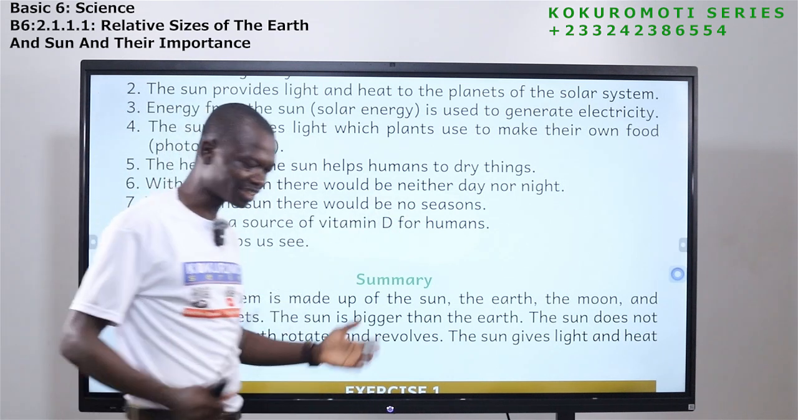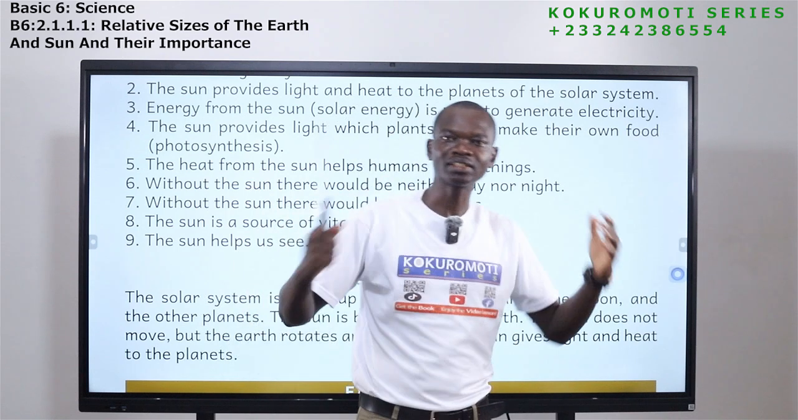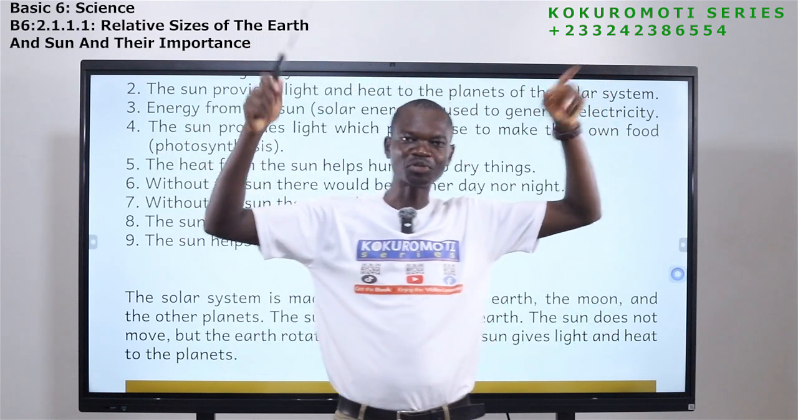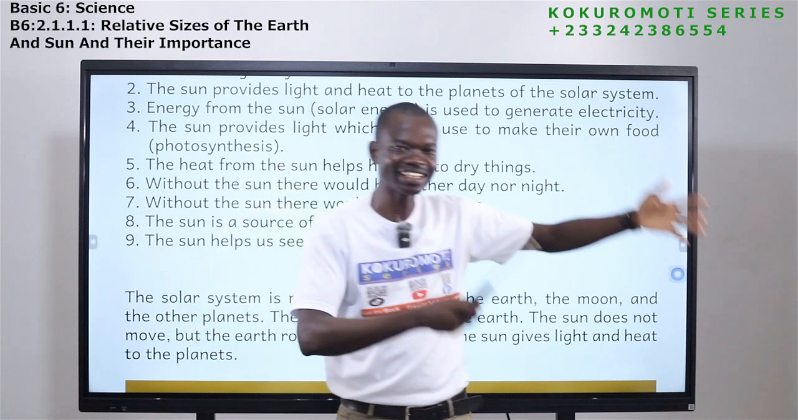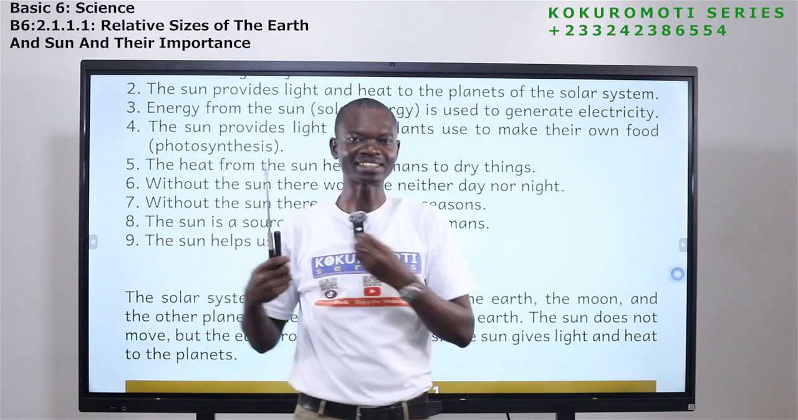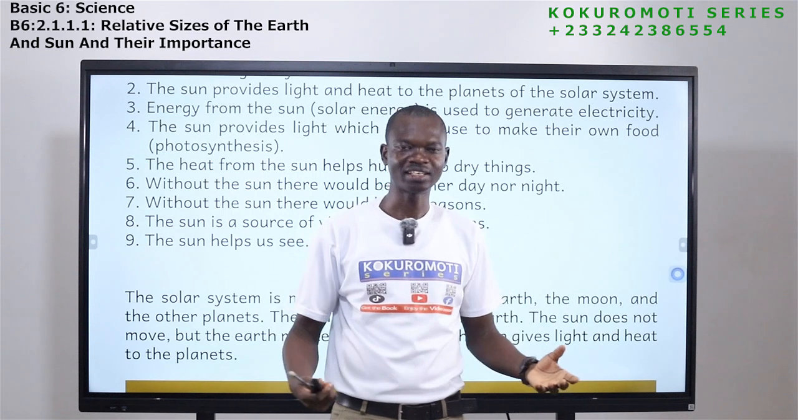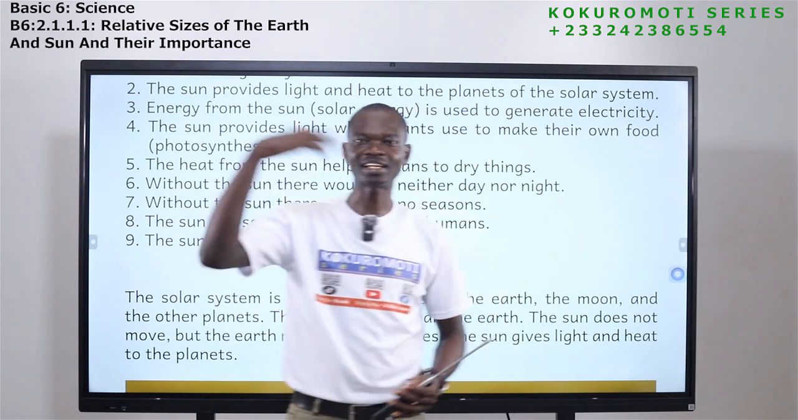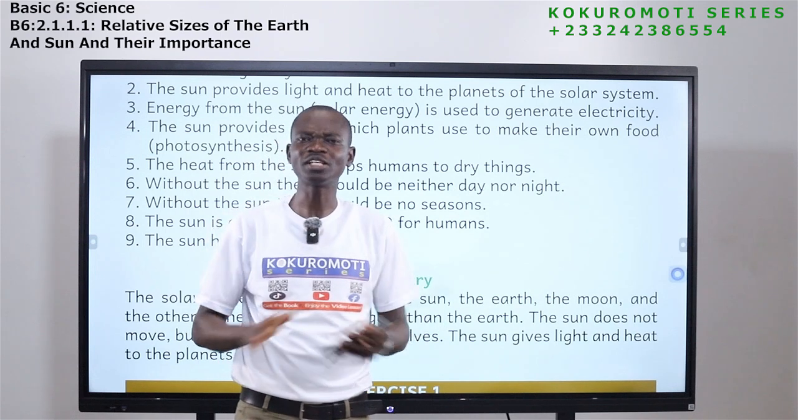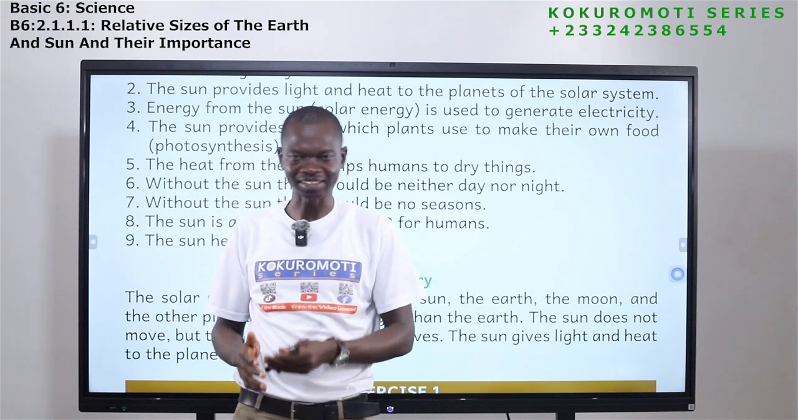If the sun is not there, we wouldn't see any light. We wouldn't even know whether we are in the daytime or the night time. The sun helps us to know that we are in the daytime. If the sun is not there, we say, oh, we are in the night. So if the sun is not there, there wouldn't be anything like day and night.